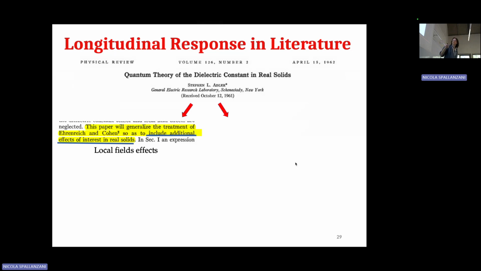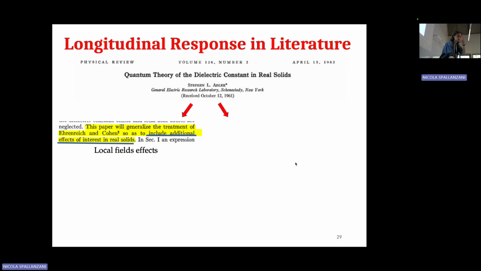Then I moved a step forward and had a look at this paper from Stephen Adler, which starts from the consideration of the previous paper that I cited, which contains the derivation of the Lindhard expression for epsilon. He claims that in that paper, Ehrenreich and Cohen do not include additional effects of interest in solids. So what are these additional effects? These additional effects are the non-local fields.